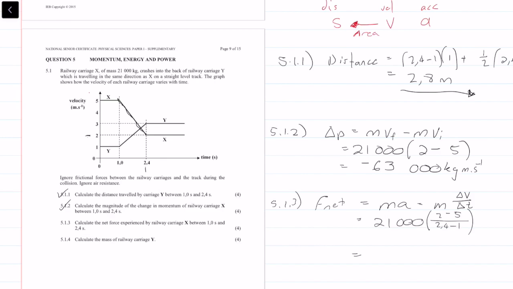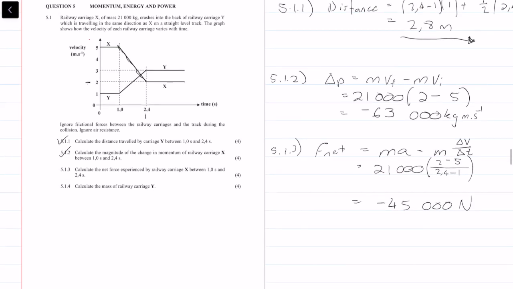Plugging this into our calculator, we get minus 45,123, and it's a force, so it's in newtons. But it asks for the net force experienced, and it's a vector. So what does this minus sign mean? It just means in the backward direction. So F net is equal to 45,000 newtons backwards, or in the opposite direction of travel.